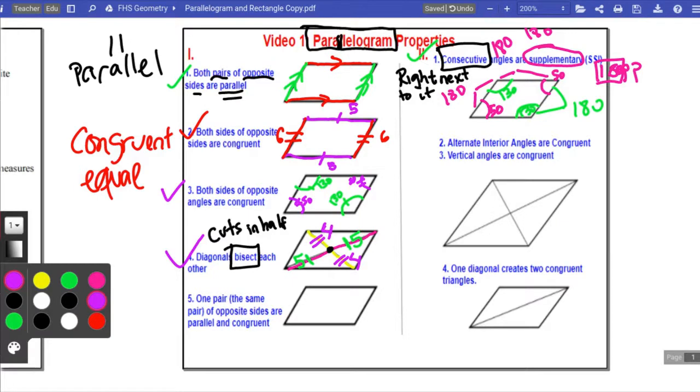Let's put it more in perspective. Let's look at 5 real fast. 5 says one pair. This is the same pair of opposite sides are parallel and congruent. Well, that is very repetitive because we already covered that. It just says I can pick a pair, this line and this line. Well, we know that they are parallel and they are congruent.